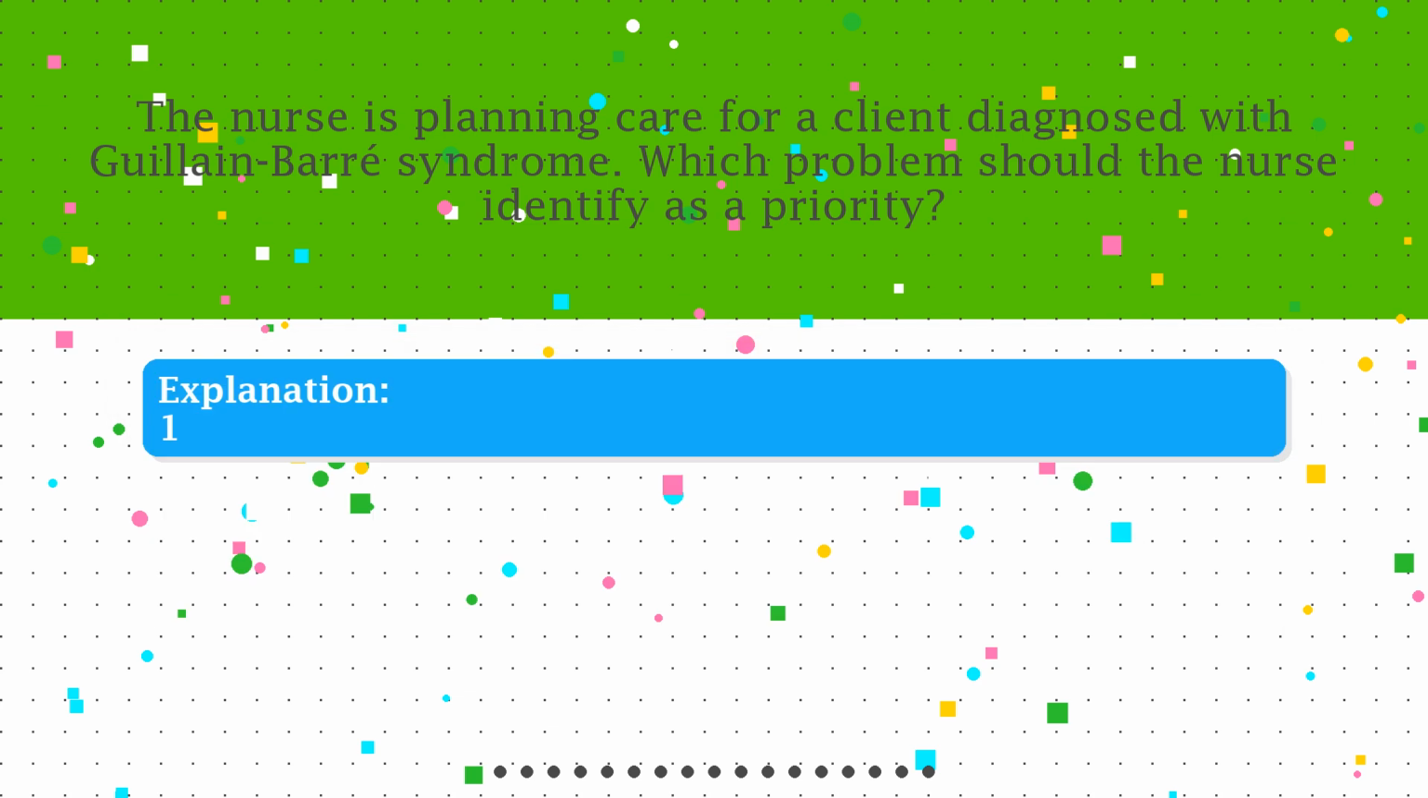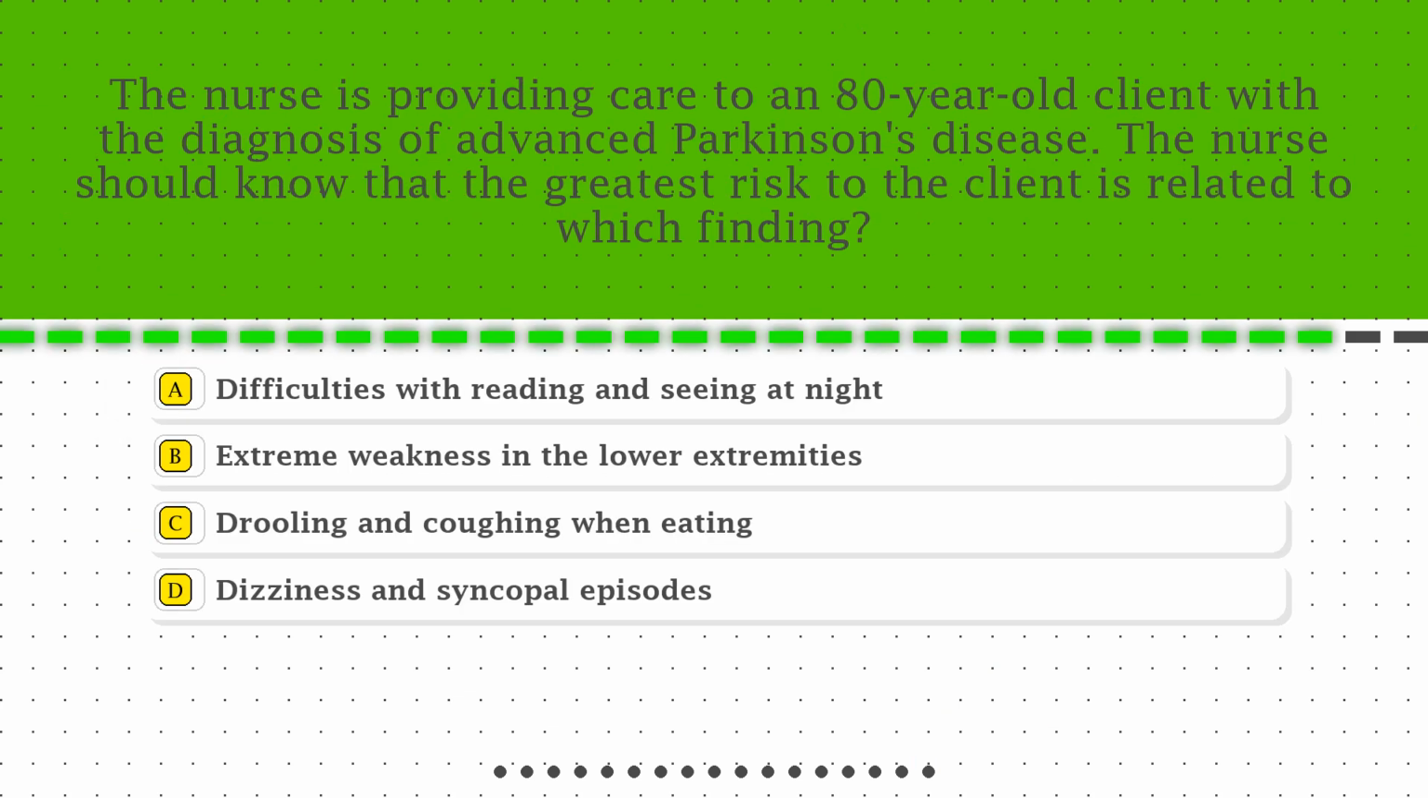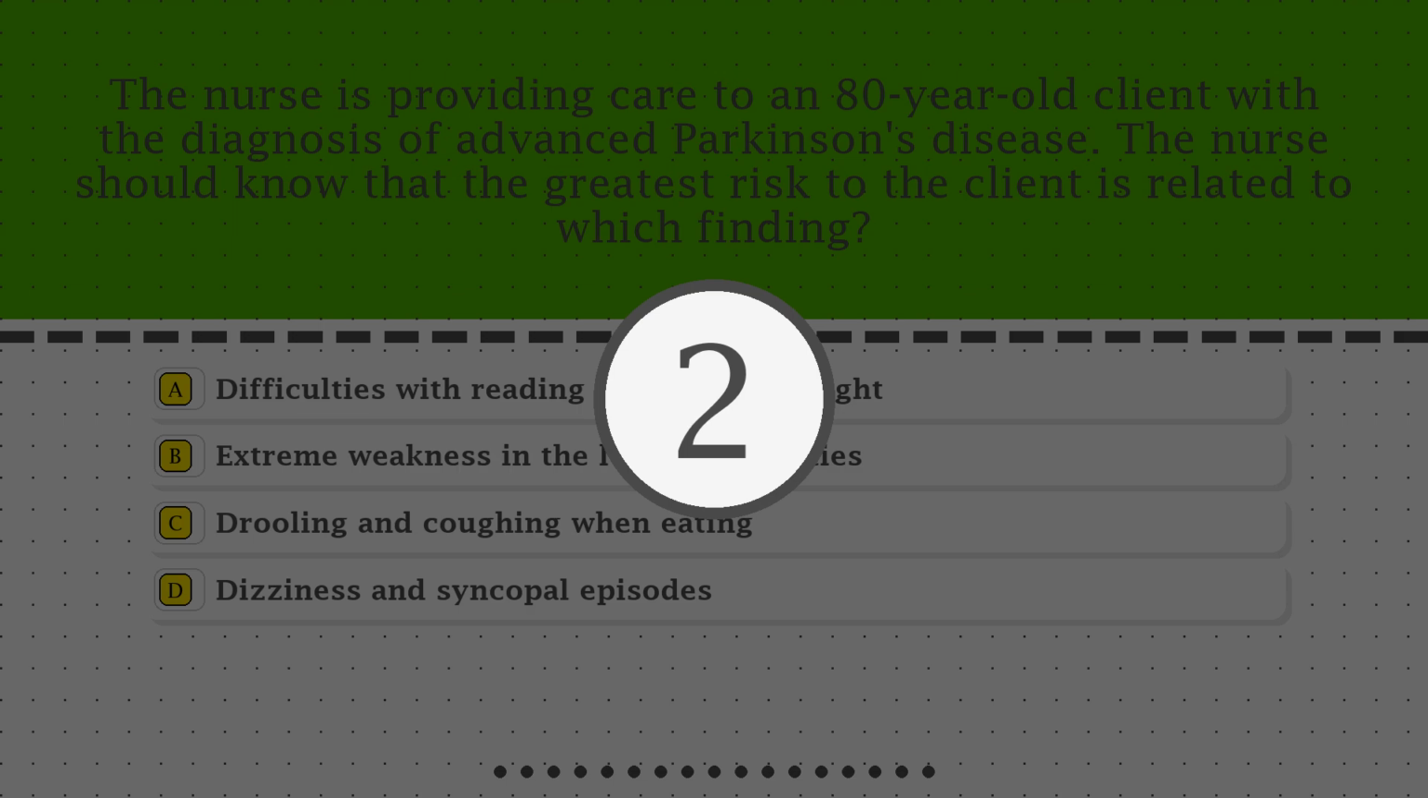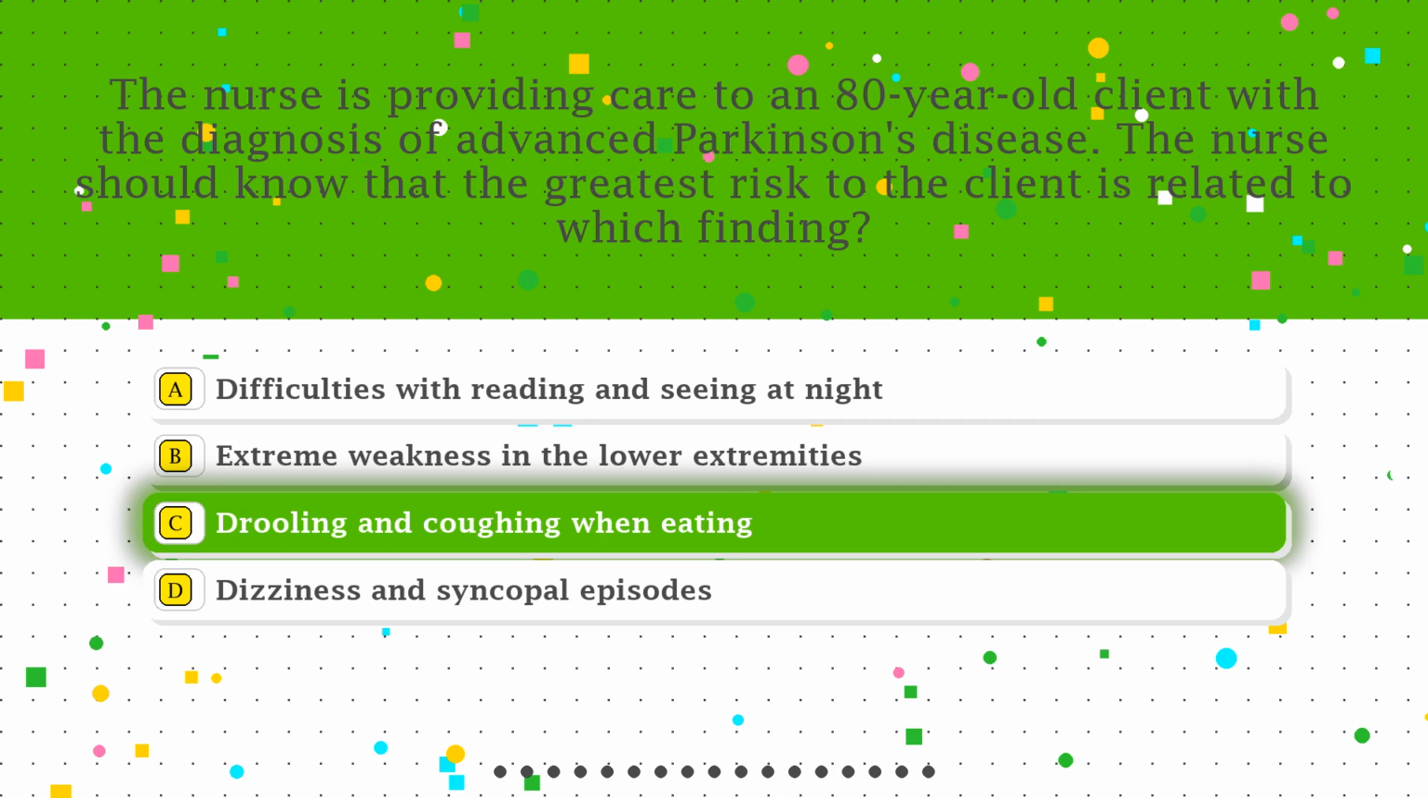Question 6. The nurse is providing care to an 80-year-old client with the diagnosis of advanced Parkinson's disease. The nurse should know that the greatest risk to the client is related to which finding? Option A, difficulties with reading and seeing at night. Option B, extreme weakness in the lower extremities. Option C, drooling and coughing when eating. Option D, dizziness and syncopal episodes. The correct answer is option C, drooling and coughing when eating.